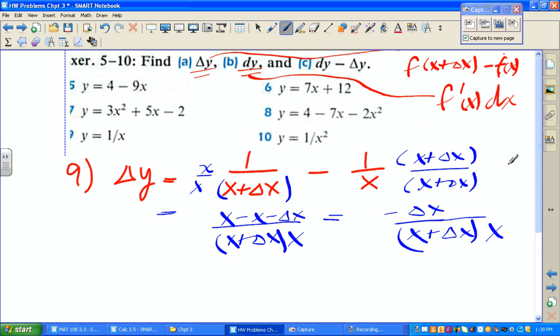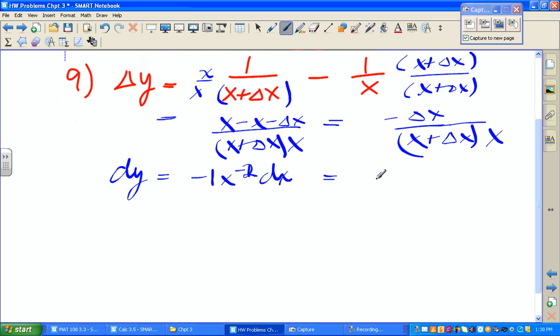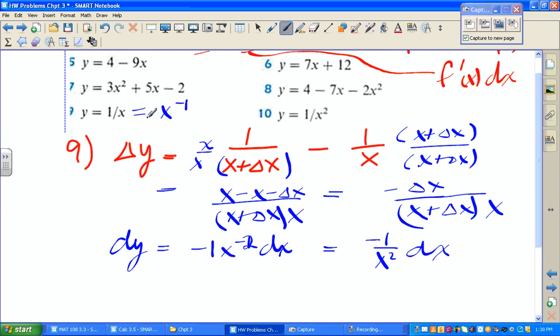dy, well, that's not too difficult if you look at this as x to the negative 1, or you can use the reciprocal rule. But anyway, dy is going to equal negative 1 x to the negative 2 dx. Or another way of looking at it would be negative 1 over x squared dx. That's number 9. What is the negative 2? In the power rule, you subtract 1 from the exponent when you drop this down to multiply by the coefficient.